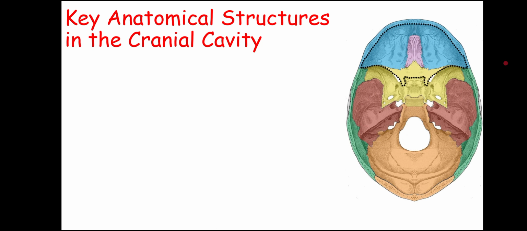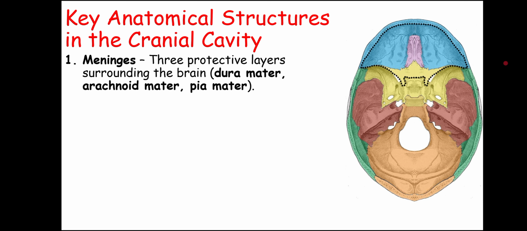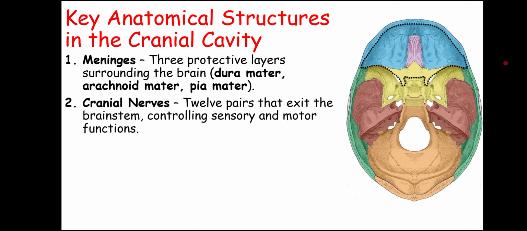Now let's talk about the key anatomical structures in the cranial cavity. These are the meninges, the three protective layers that surround the brain: dura mater, arachnoid mater, and pia mater. The next anatomical feature of the cranial cavity is the cranial nerves. There are 12 pairs of cranial nerves that exit the brainstem and control sensory and motor function.